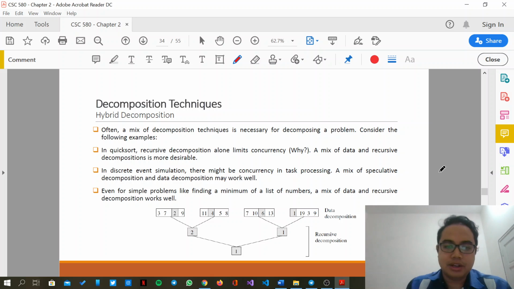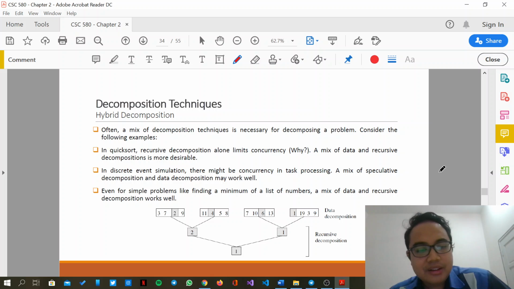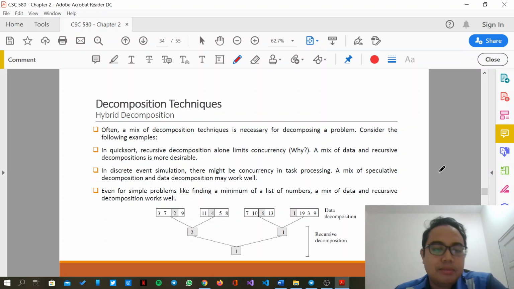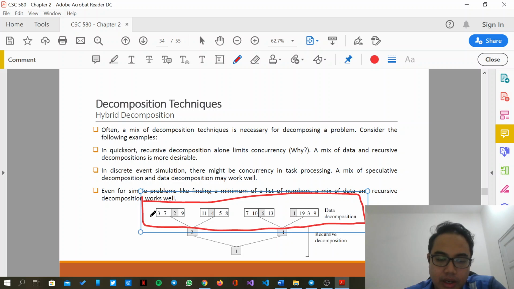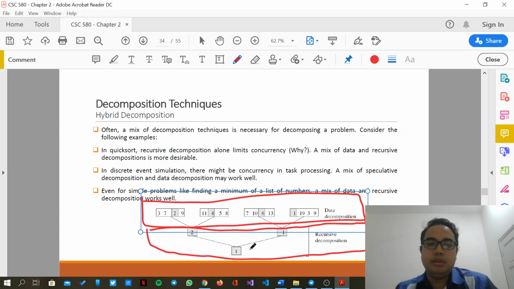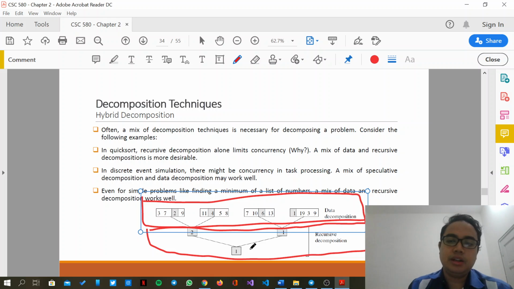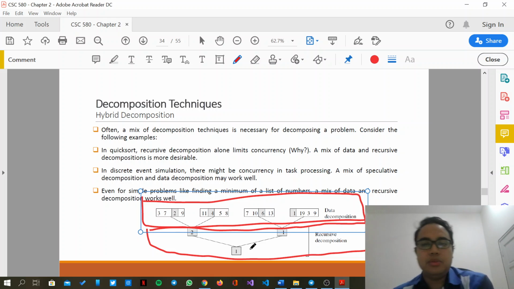Alright, then finally hybrid decomposition. What is hybrid decomposition? Hybrid maksud dia campur. Okay, a mix for decomposing problem. Okay, consider the following example. In quicksort, recursive decomposition alone limits concurrency. Why? A mix of data and recursive decomposition is more desirable. So apa dia boleh buat kat atas, mula-mula dia buat data decomposition dulu, and then di bawah dia boleh buat recursive decomposition. So mix up between different decomposition techniques, and then you have hybrid decompositions. Alright.